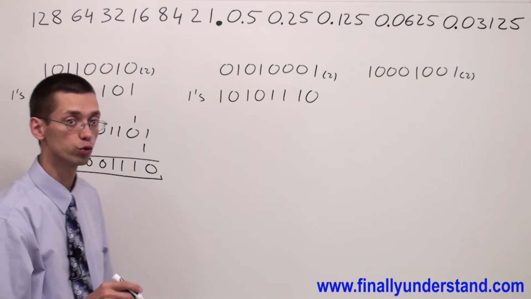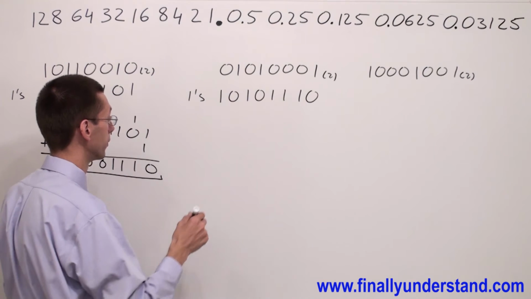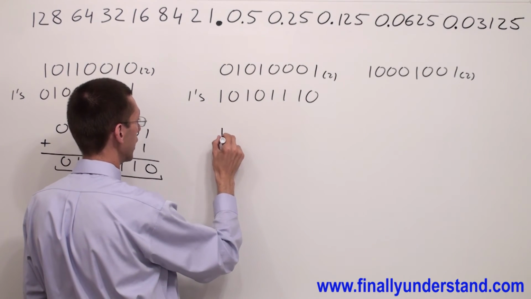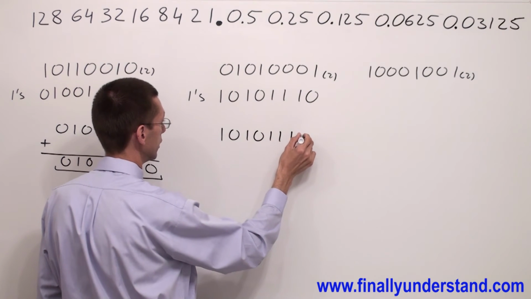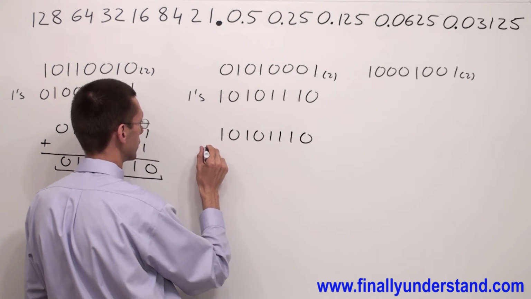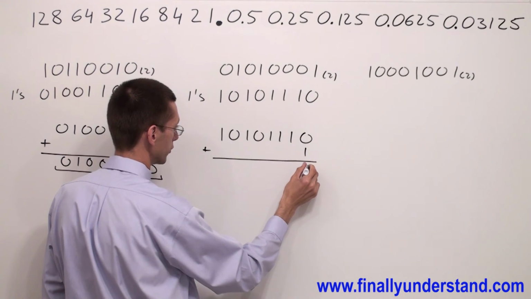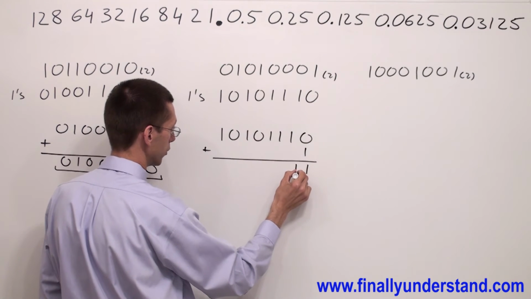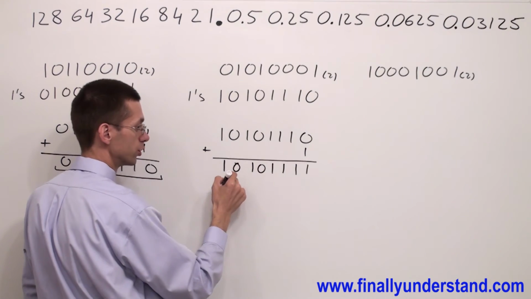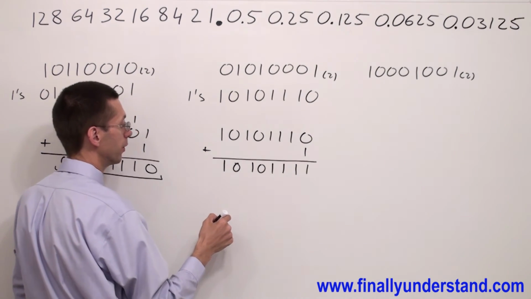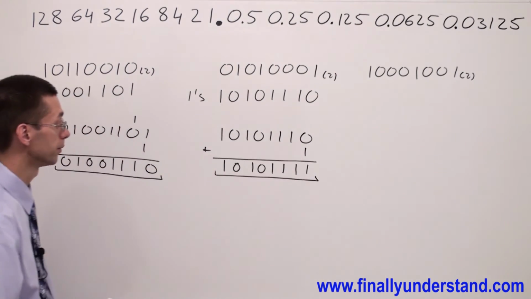In order to find the 2's complement, I'm supposed to add 1 to the 1's complement. And I have 1, 0, 1, 0, 1, 1, 1, 0, plus 1. 0 plus 1 gives me 1. I have to copy down 1, 1, 1, 0, 1, 0, 1. This is the 2's complement of my number, and this is the solution to my problem.